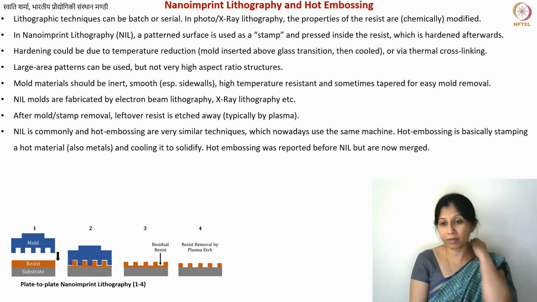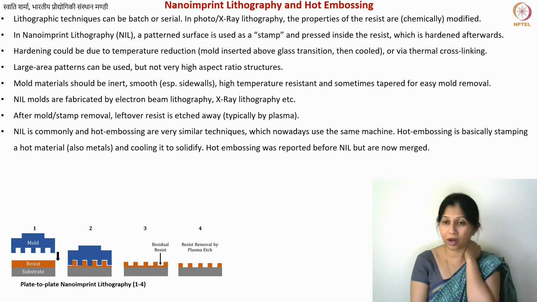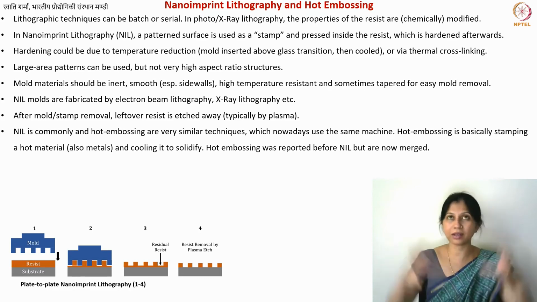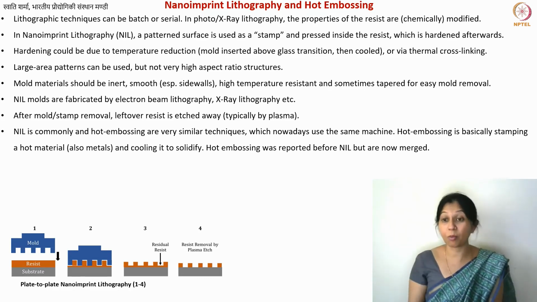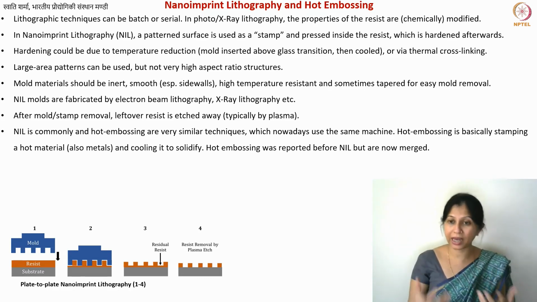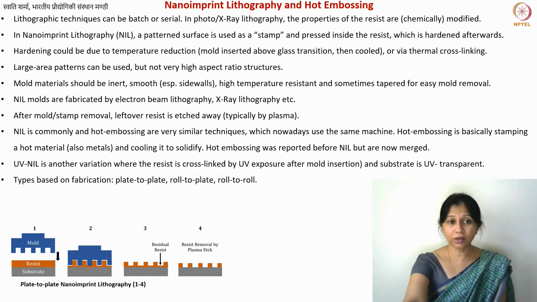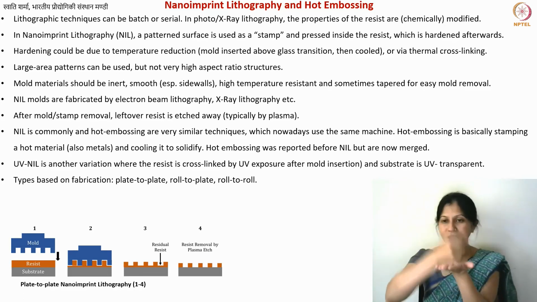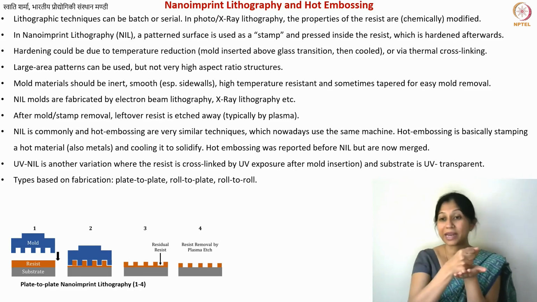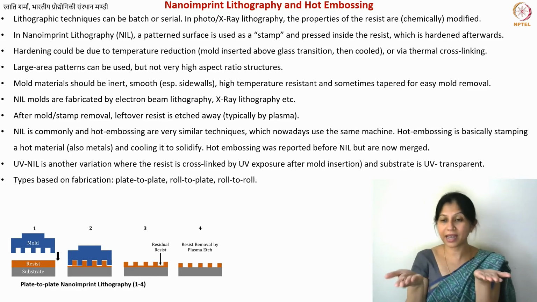Also, hot embossing was reported before nano imprint lithography. However, nowadays the equipment that you get can perform both NIL and hot embossing. Okay. So one more thing is that what we have been talking about till now was a batch fabrication technique. You have a stamp, but the substrate where you have your polymer film is a plate, a wafer. It's a flat and rigid substrate.